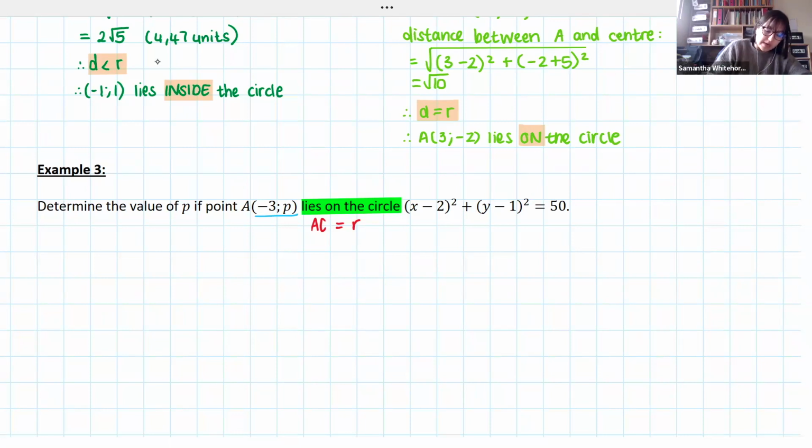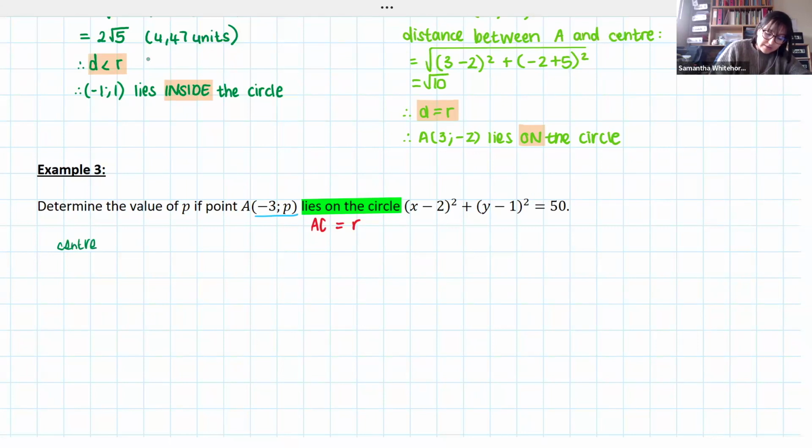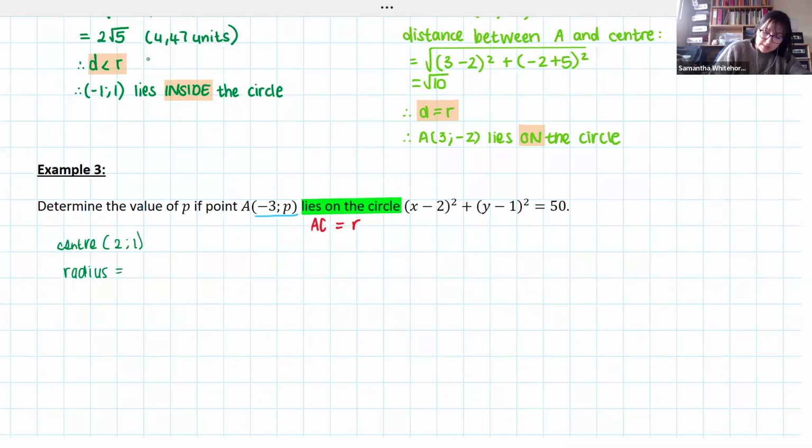Okay, so using the equation of my circle, I know that my center is at (2; 1). That looks like a 7. Let's fix that. But more importantly, my radius is equal to the square root of 50. Now, you are more than welcome to go and write that as whatever the square root of 50 is. I don't particularly mind, but there's no need. Because we have that bit of information that says the distance from A to my center is exactly the same as my radius, I can now go set up an equation.